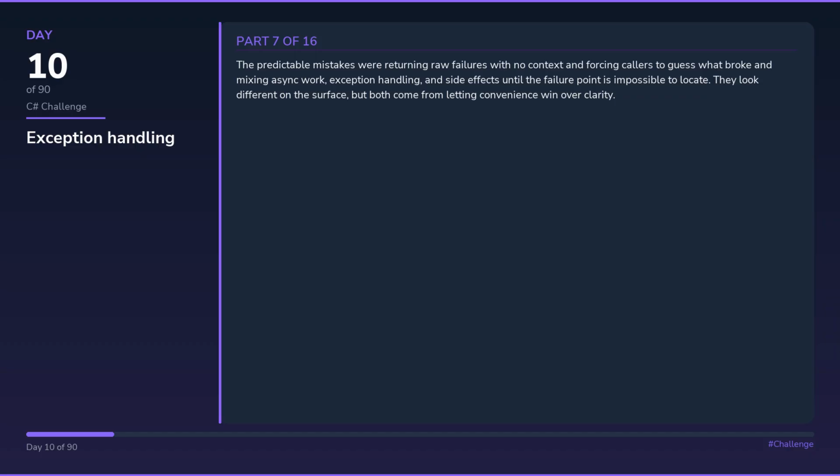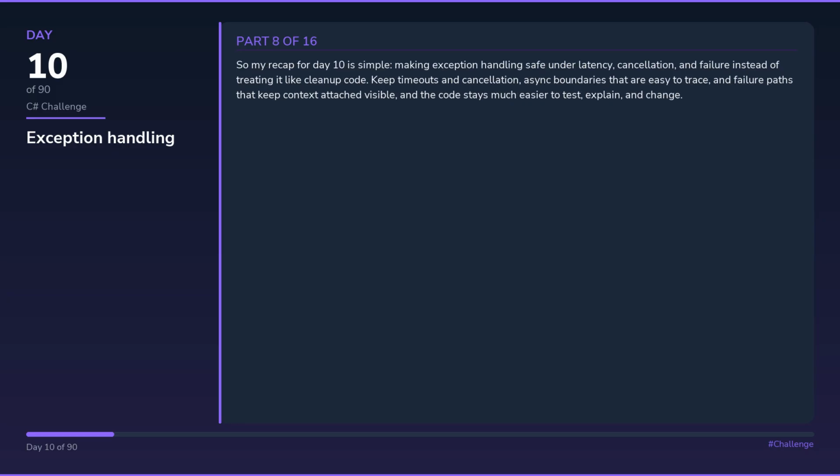The predictable mistakes were returning raw failures with no context and forcing callers to guess what broke, and mixing async work, exception handling, and side effects until the failure point is impossible to locate. They look different on the surface, but both come from letting convenience win over clarity.